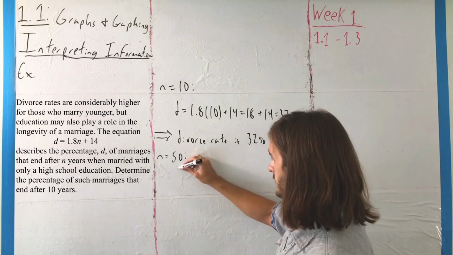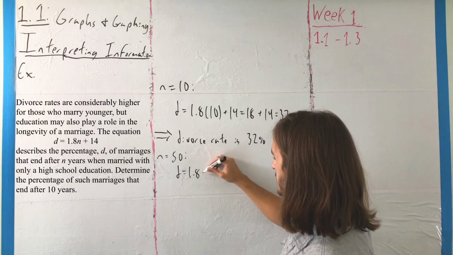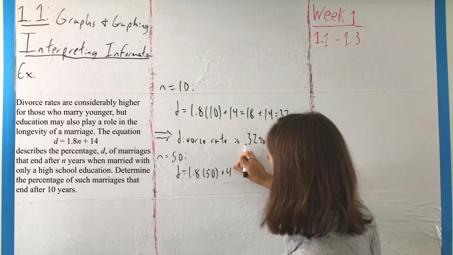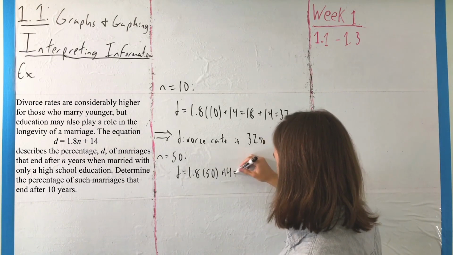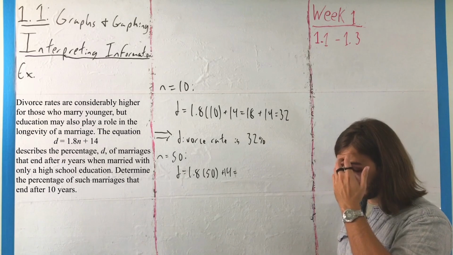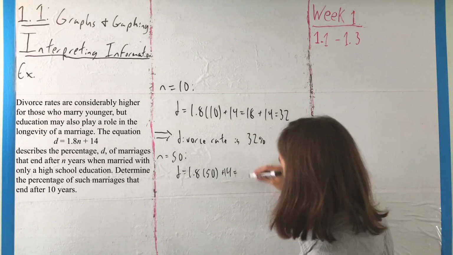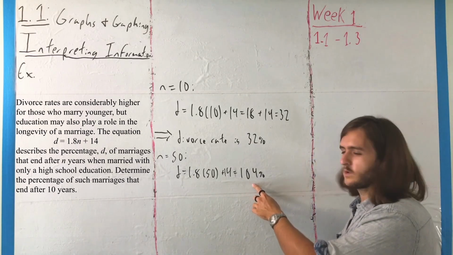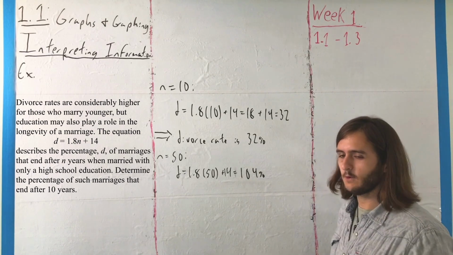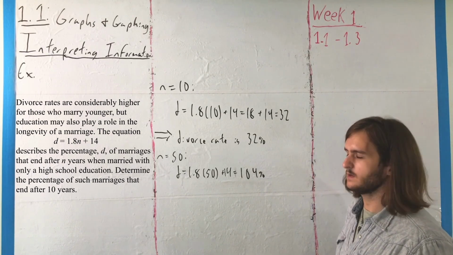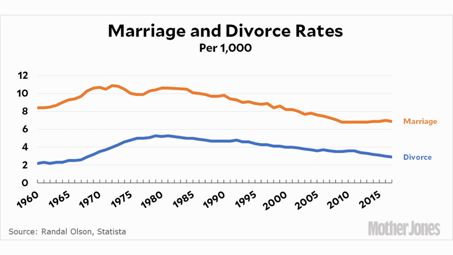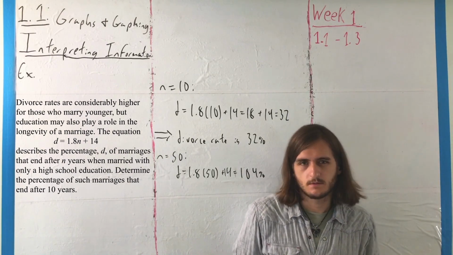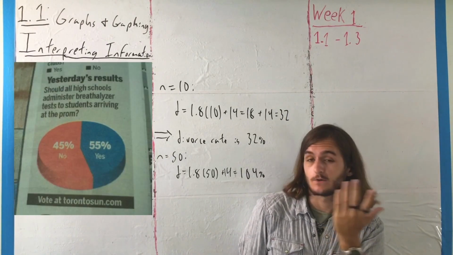If we follow this model though, we would have D is equal to 1.8 times 50 plus 14. That's way too much. Where 1.8 times 50 is 90 plus 14 is 104%, which would imply that more than every marriage that way ends in a divorce after 50 years. It's not quite possible. Funky. Anyway, point is, these models, they're good for some things, not perfect.